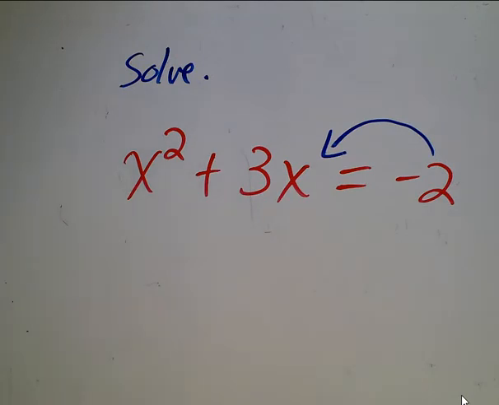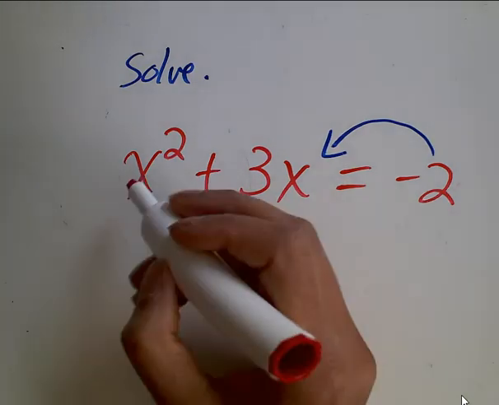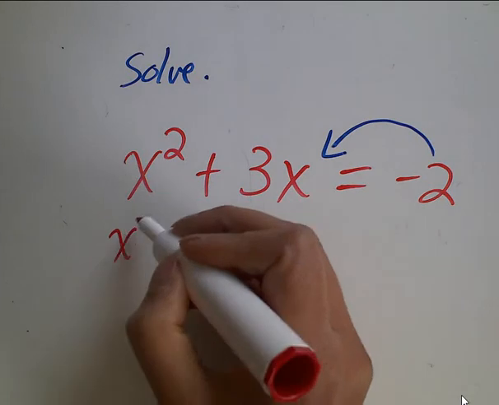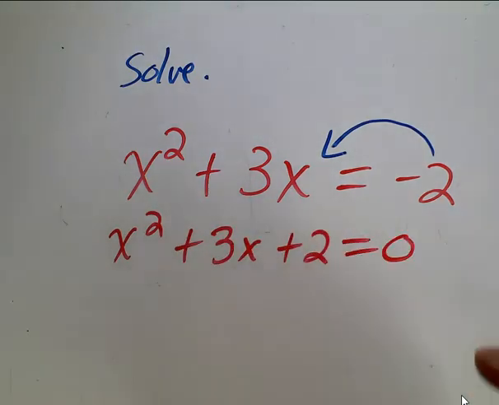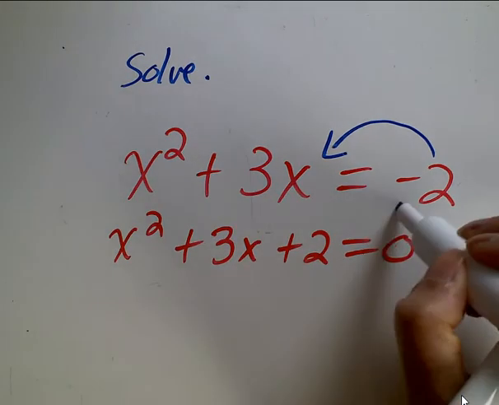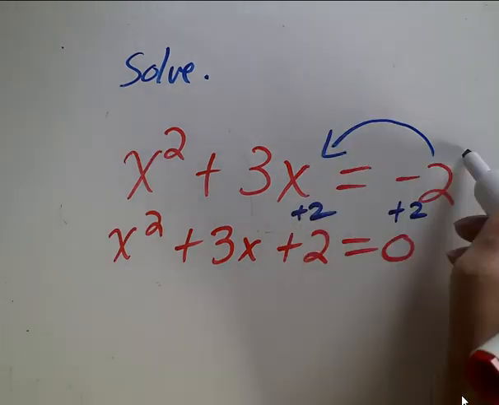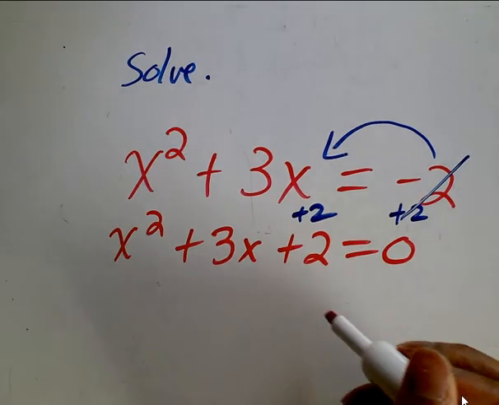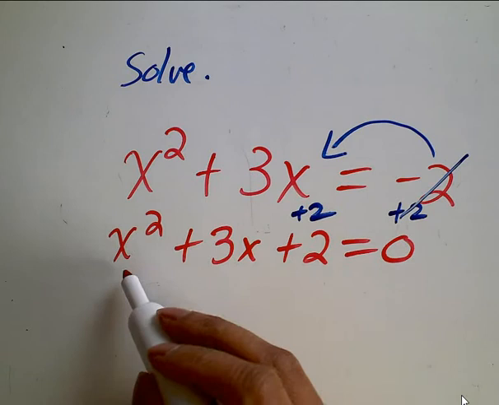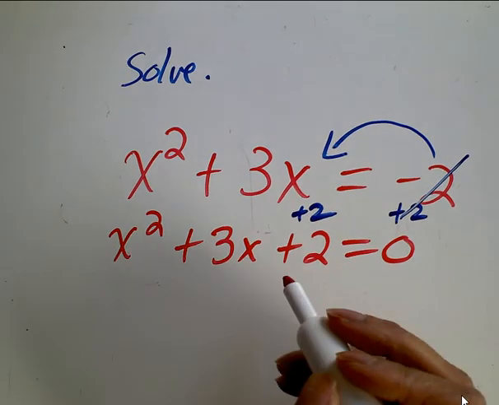So in this case, I'm going to move everything to the left side. So now I have x squared plus 3x plus 2 equals 0. So move it carefully. It moves because I'm going to add 2 to both sides. -2 plus 2 is 0. And now I can solve by factoring. So now I have a trinomial where a is 1. I'm going to factor quickly with my chart.